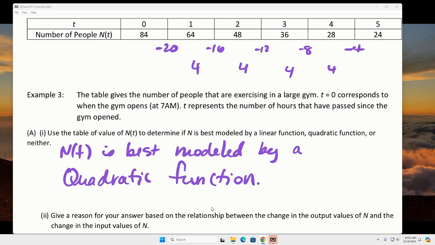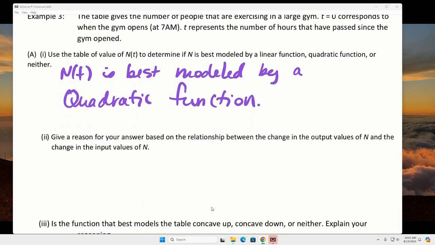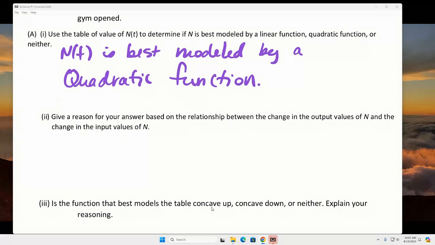So on part A1, if you just write quadratic function, you'll still get your points. But the best practice is to write it as a sentence answering the question. All right, and then we'll see if together we can get this reasoning.